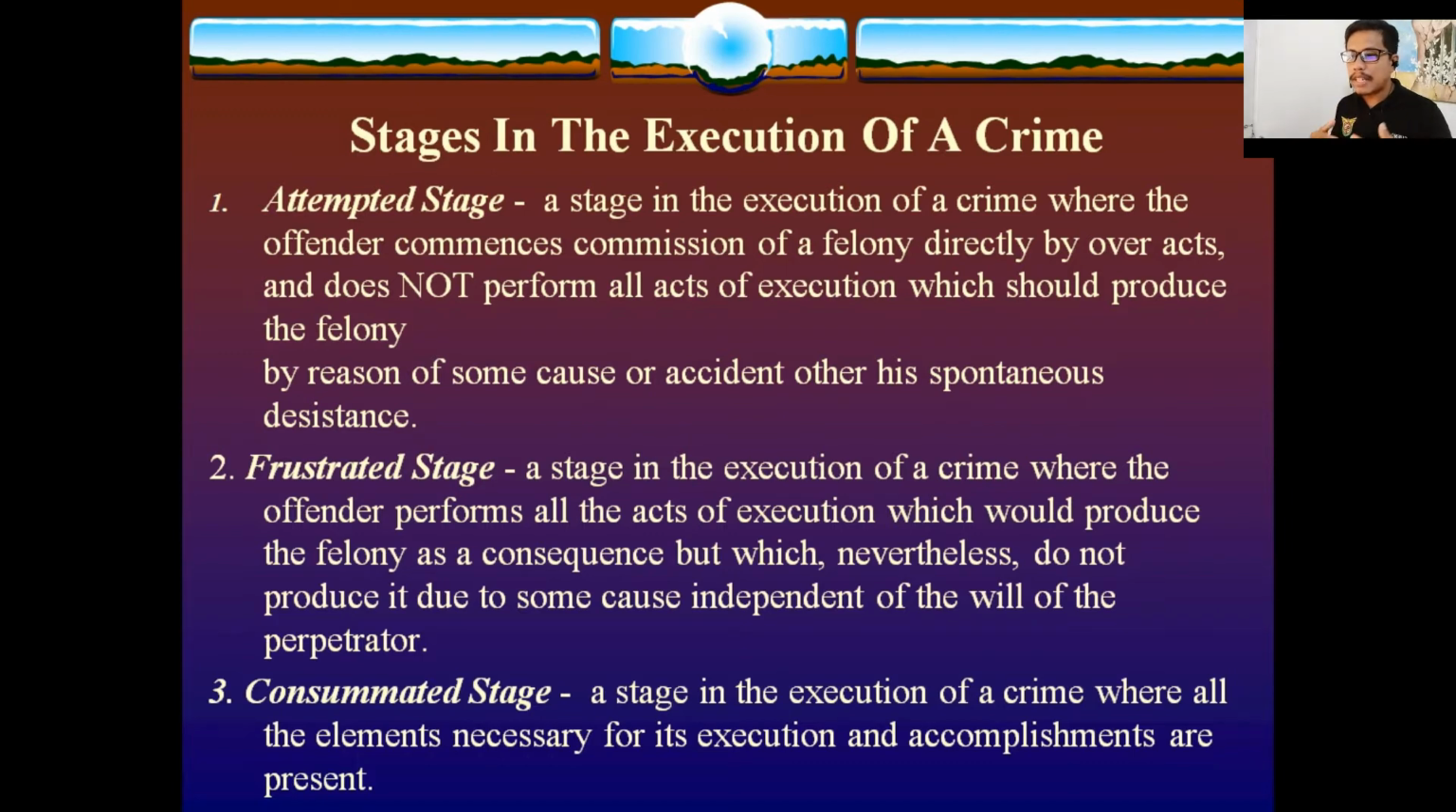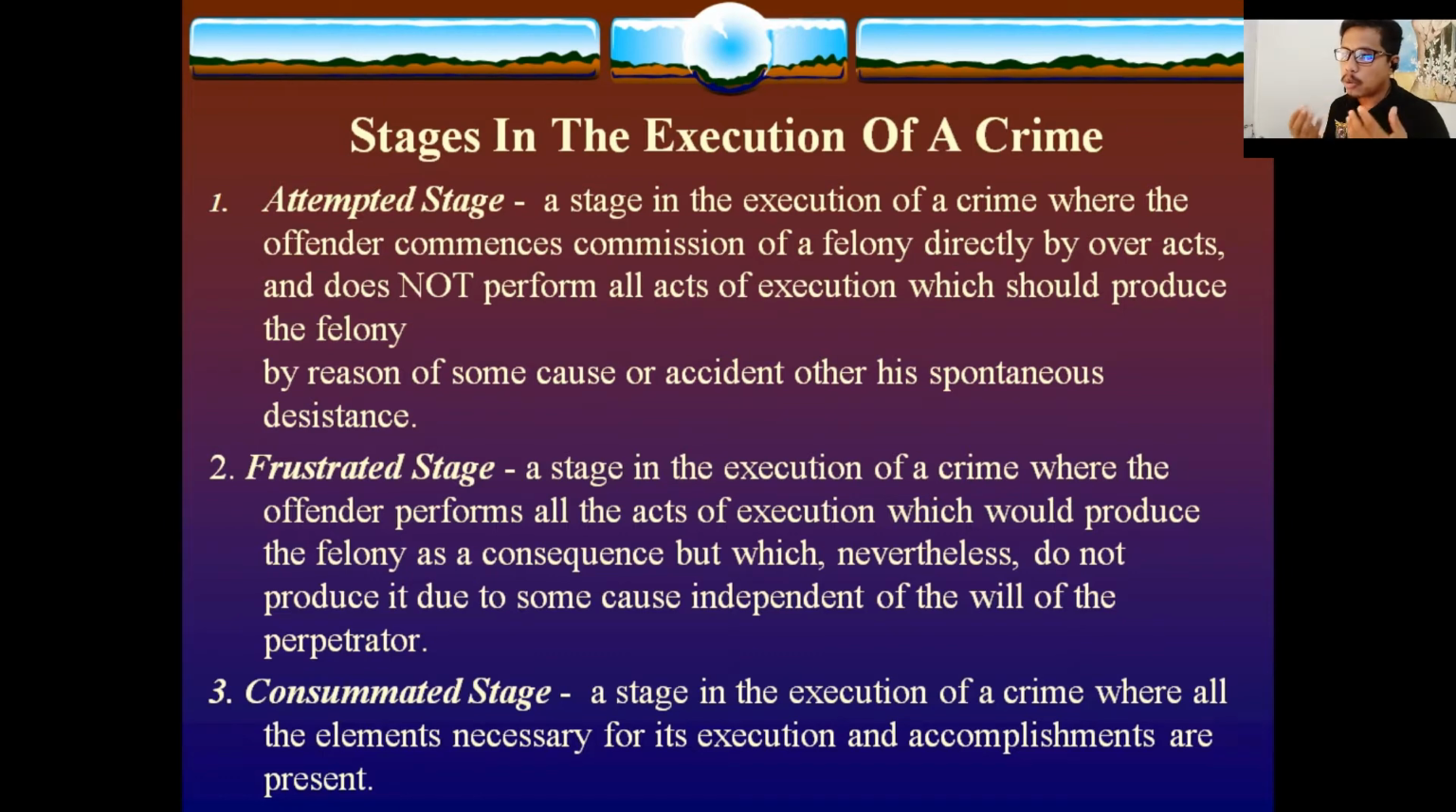If all of the elements are performed, like you shoot a person, the person died because of the bullet, okay? Then the act shall be consummated, under consummated stage. When the person stole the money and he was not caught, and he successfully escaped from the crime scene without being arrested, again, the stage shall be considered as consummated stage. Okay? So that is the difference between attempted stage, frustrated stage, and consummated stage.